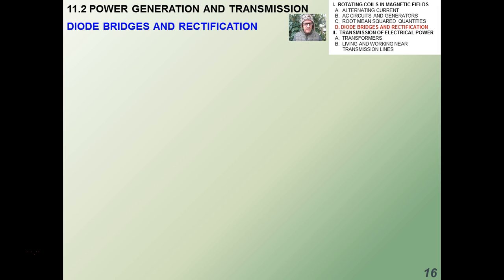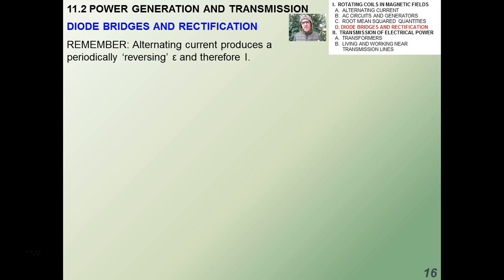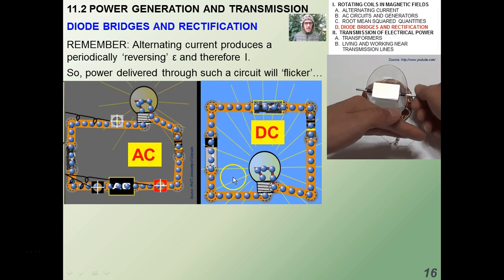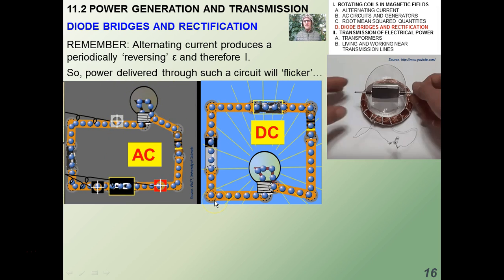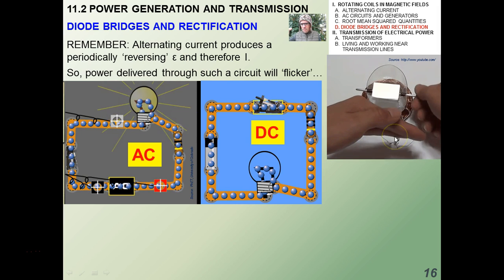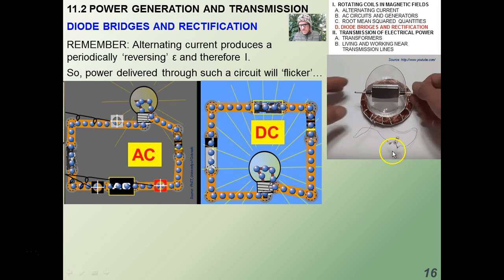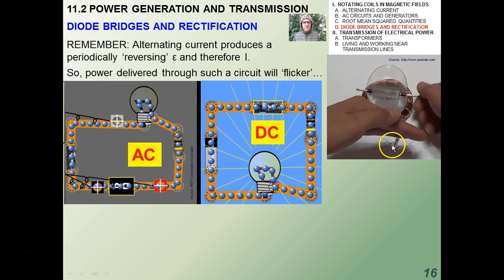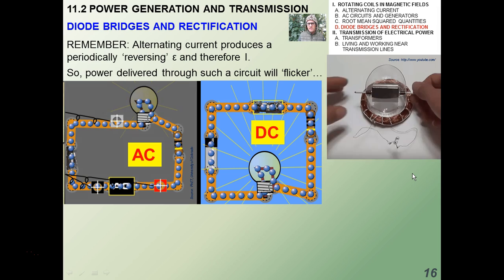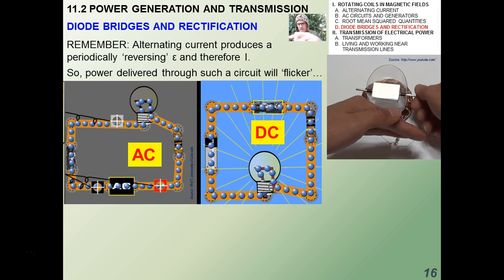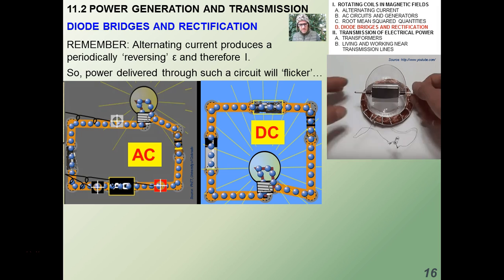I'm going to talk about one of the coolest things in all of our study of circuits, and it's called diodes and diode bridges. Remember that an alternating current produces a periodically reversing potential difference and therefore reversing I. So power delivered through such a circuit will actually flicker. In this case, I'm rotating a magnet and a bunch of coils, which is causing an LED to light up. It turns out that an LED is itself a diode. I'm going to explain what that means in a minute, but notice that when you turn that magnet, you get a flickering light.